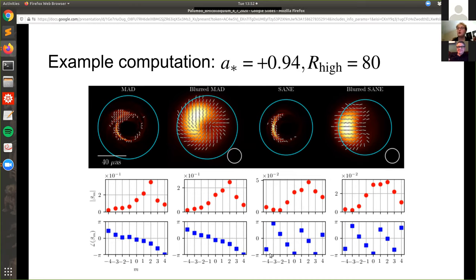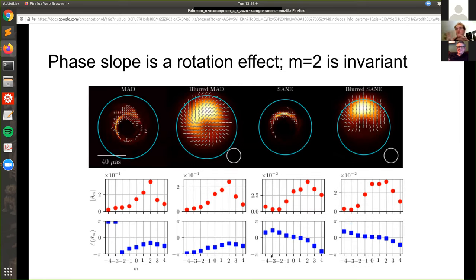The m equals 2 mode is generically large, whether MAD or SANE. MAD amplitudes are generically larger just by virtue of being more magnetized and less scrambled, for reasons that I can get into later. But there's one more very large effect here, which is probably jumping out at you: there's a phase slope. This phase slope is a rotation effect. These images all tend to have one very bright region, and rotating it away from north, which is the zero point of our angle, produces a phase slope that you can eliminate by rotating it back to north.